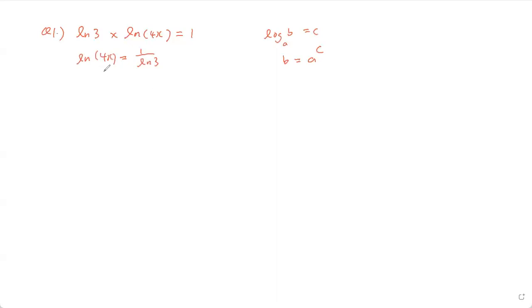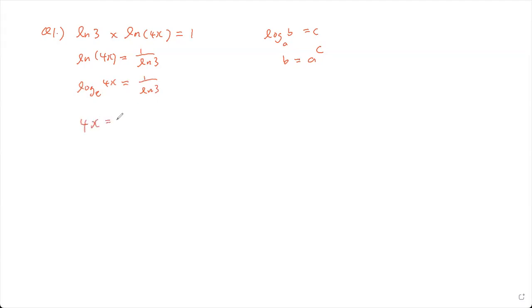Okay, so what is our b, right? B is 4x, right? Ln is basically log base e. Okay, so this is log base e. All right, so b is 4x, a is e, right? And our c is 1 over ln 3, right? So that's a constant value, which you can find using your calculator.